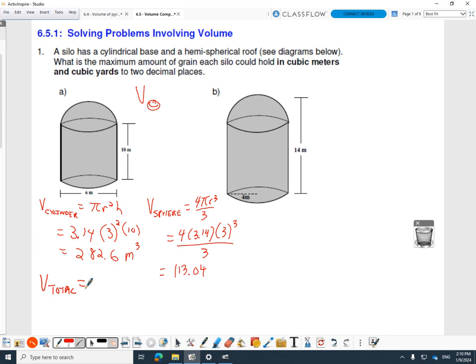The total volume is 282.6 plus 113.04, but he caught it. He said, no, only half of the sphere. So I got to divide that by 2 right there. So 282.6 plus 113.04, but divide that by 2, and I get 339.12. Incidentally, due to rounding, sometimes we get slightly different answers. If you round at a different time than I did, somebody might get 339.2, 339.3. You know what I mean? So don't let that distract you when you're checking answers.